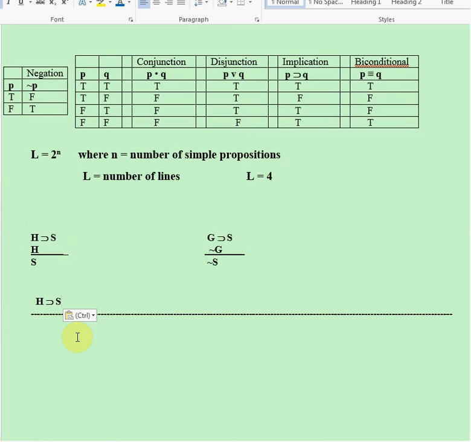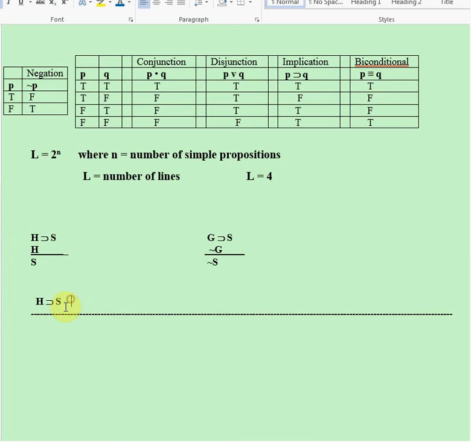Our first step is to determine the number of lines, and the question then is how many simple propositions are there? Well, there are two, right? So let's start with the if H then S, H therefore S argument over here on the left. There are two simple propositions because basically we have just H and S. We do not count the second H as another simple proposition. That's the same exact proposition. So it's only two simple propositions. So the number of lines is 4, right? We know we're going to have 4 lines because L equals 2 to the n, where n is equal to 2. So L equals 2 squared, which is 4.